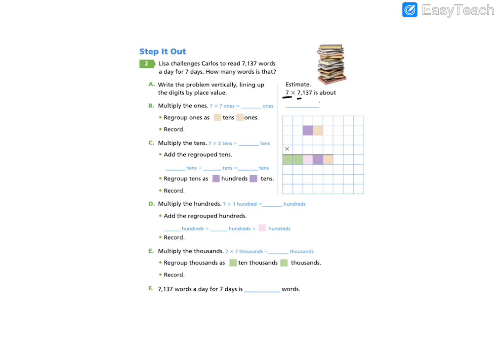7 times 7 is 49. So 7 times 7 thousands is going to be about 49,000. Okay, now let's go ahead and set it up. It's a little tricky because we've got all these little colorful squares. Okay, ignore the colorful squares for right now. We are going to write using our ones column to start. Okay, make sure it's all lined up. There we go, 7,137. And we're multiplying by 7s. There's a lot of 7s in this number.